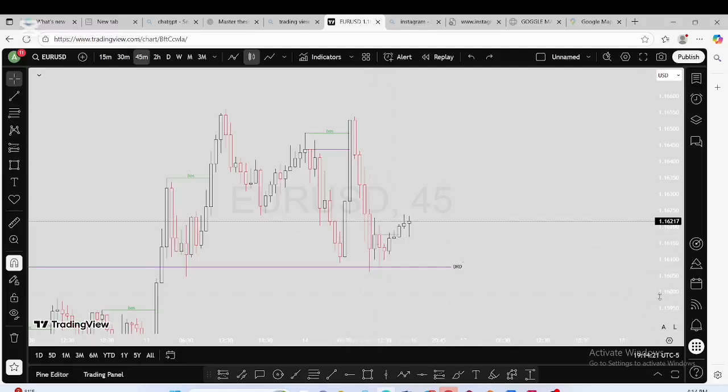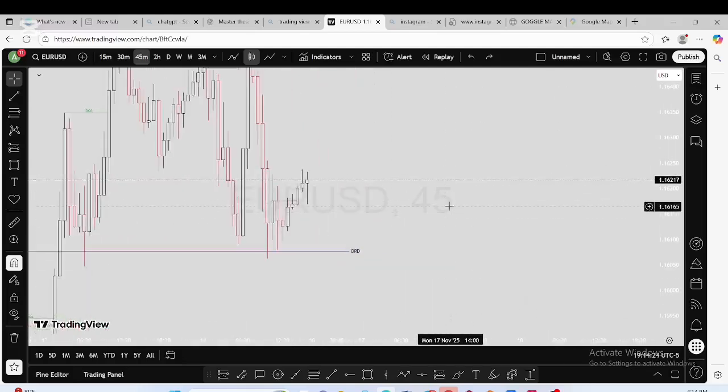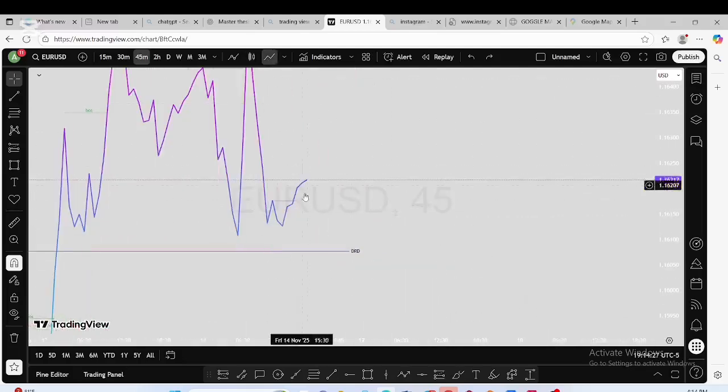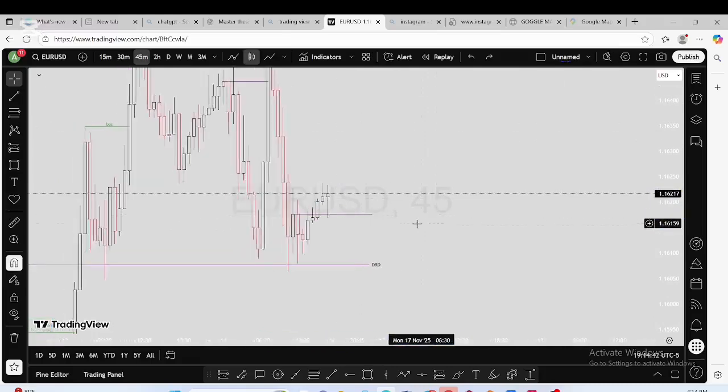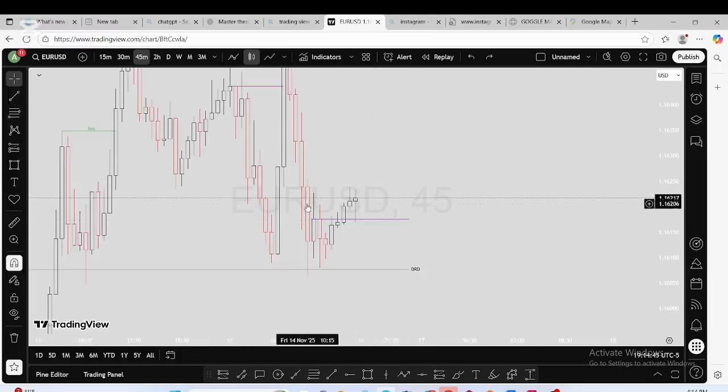So after this break of structure, I'm looking for what? A liquidity, right? I'm looking for a liquidity, a pullback and a kickoff. I don't know if you understand that simple logic. But now, there's something I want to explain. This level here is already my liquidity. Why is it my liquidity? Price is reacting from this key level.